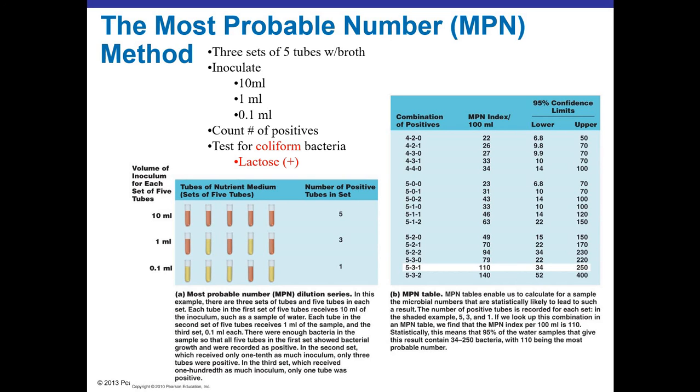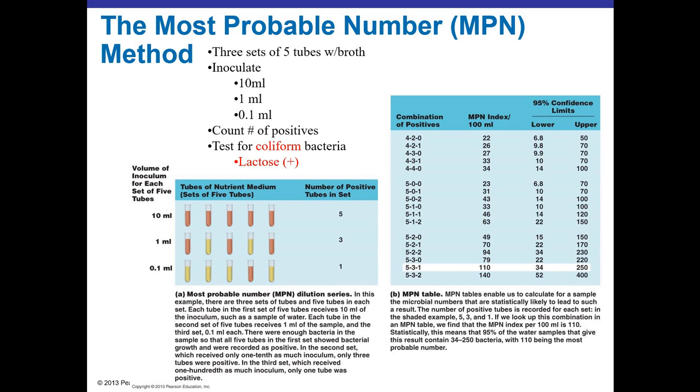So all the tubes are positive for the lactose-positive coliform bacteria. When we look at the tubes that have been inoculated with the 1 mil, only 3 out of the 5 tubes are positive. And for the 0.1 mil, only 1 tube is going to be positive in that series of 5. So that's going to give us what's referred to as the combination of positives. And that can then be put into a chart that's based on previous counts. So the combination of positives that we've generated is 531.